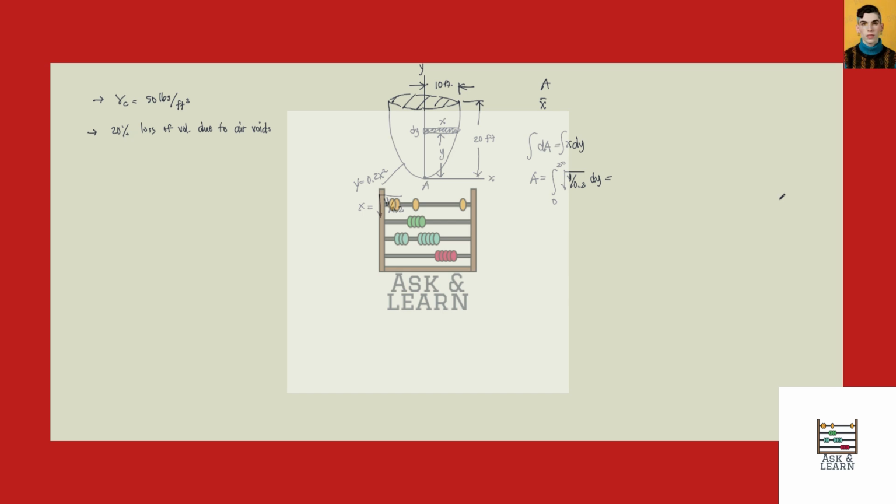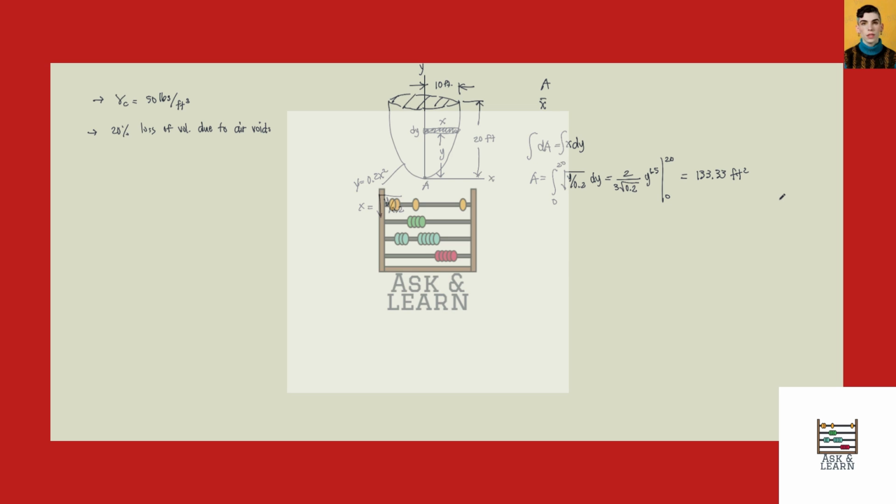If we evaluate this integral, we would get 2/3 divided by the square root of 0.2, times y raised to 1.5, from 0 to 20, and if we calculate this, we would get 133.33 square feet.